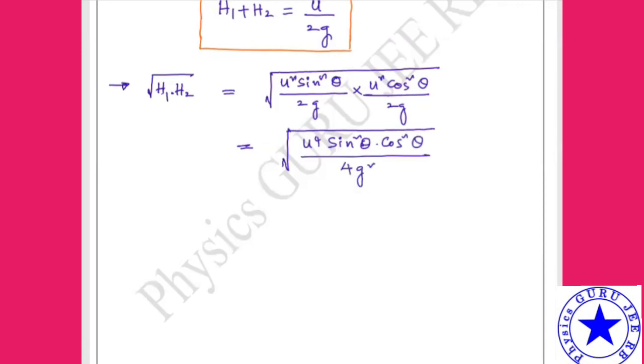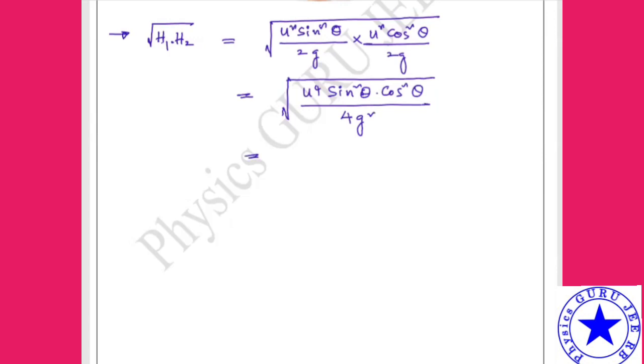Simply, if I take it completely outside the root, I can write u square sine theta into cos theta, only one term we'll be taking, divided by 2g. Hope this is clear.